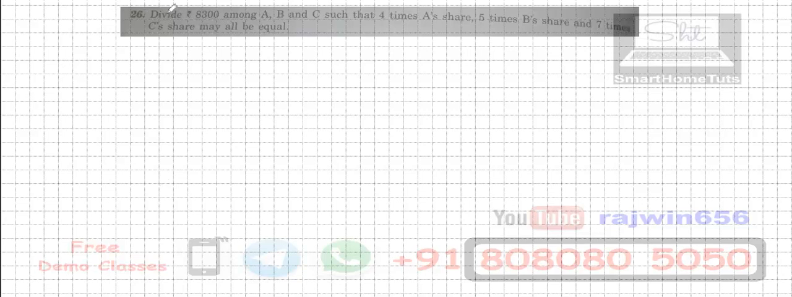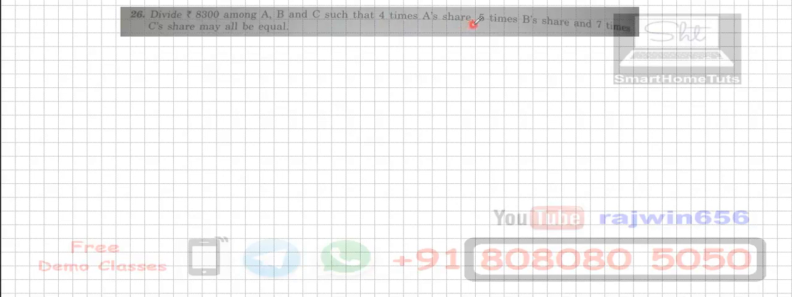Okay, we have question number 26. Divide rupees 5300 among A, B and C such that 4 times A's share, 5 times B's share and 7 times C's share may be equal. Okay, so we will see this part.